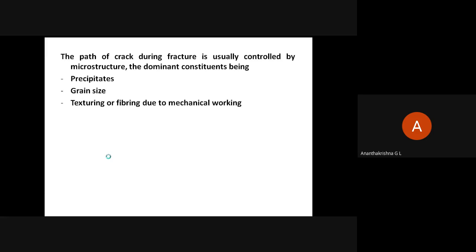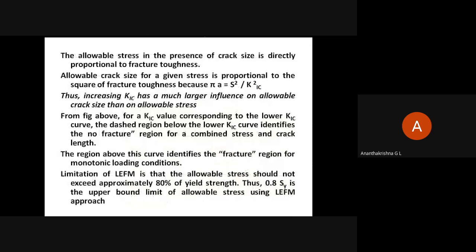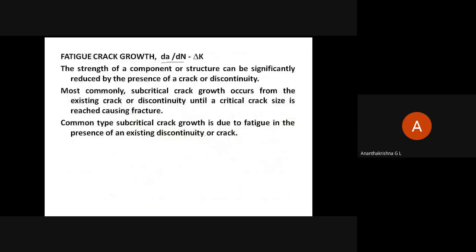Then we learned about the path of crack during fracture. It is controlled by microstructure, the dominant constituents being precipitates, grain size, and texturing. These three can control the path of the crack. Then we learned about the influence of fracture toughness, then fatigue crack growth rate delta A by delta N and delta K. So this is what we learned today also.